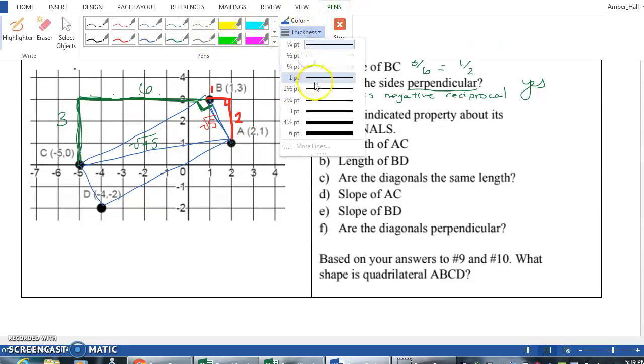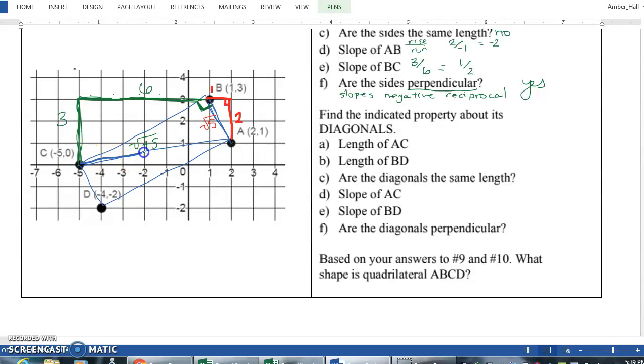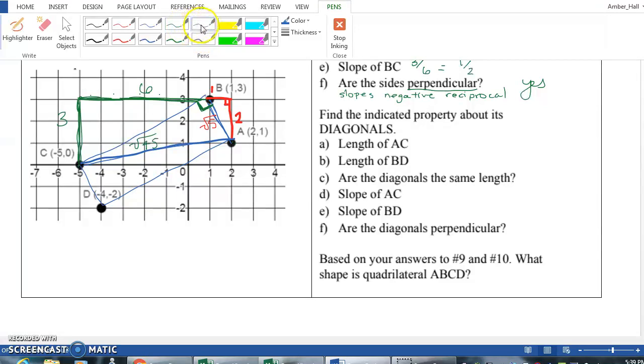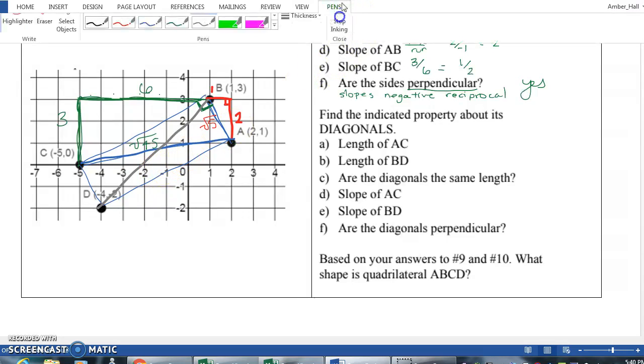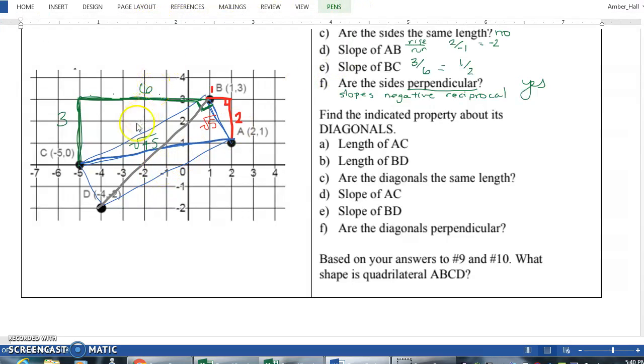Make that a little bit thicker so we can see the difference. AC, and then we'll do gray. The other diagonal is BD. So we need to find the length of AC. Finding the length, again, we can use the distance formula, or what I prefer is to find a right angle, a right triangle, and use the measurements from that. So we'll be doing AC first.